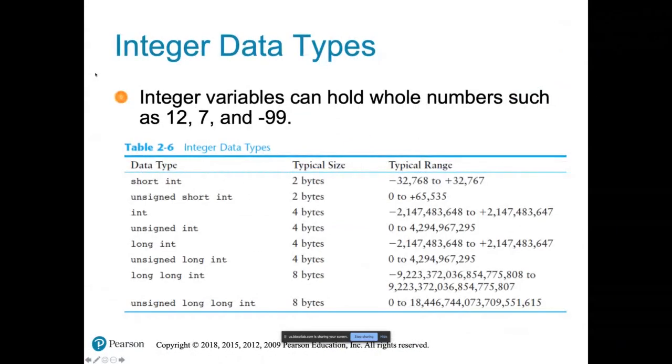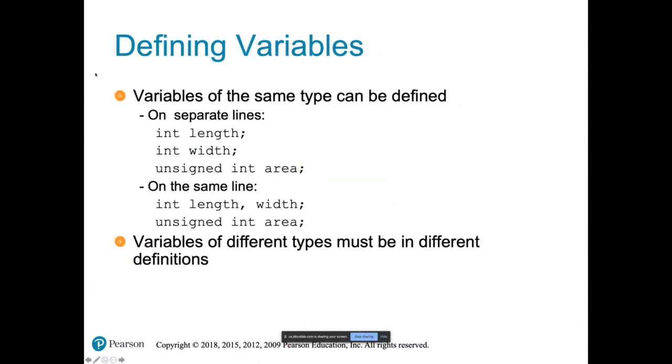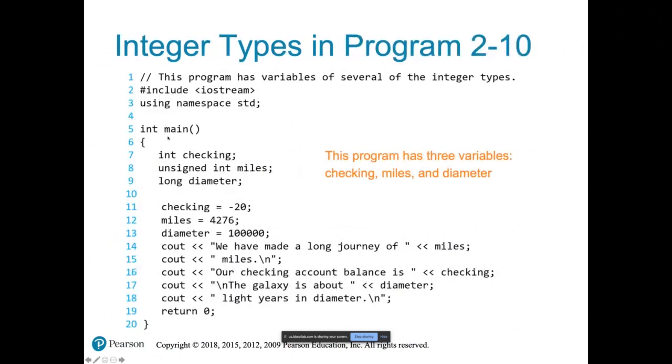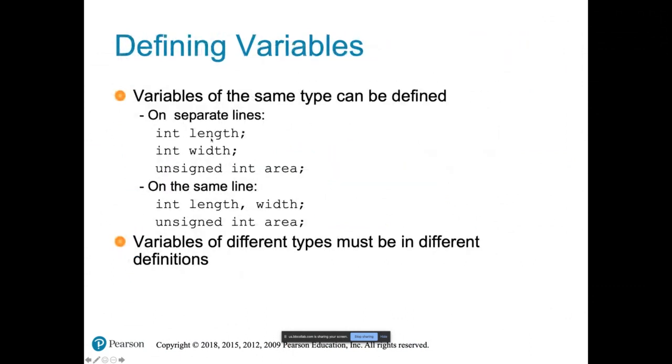Just know that int data types can only store whole numbers. When you define your variable types, you can define them on separate lines: int width, int length, unsigned int. If they are all the same data type, you can list them all on one line, but you have to separate them with a comma. You don't necessarily have to put a space, but you have to at least have a comma.